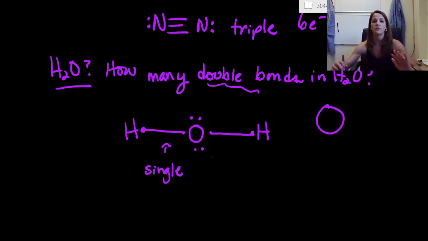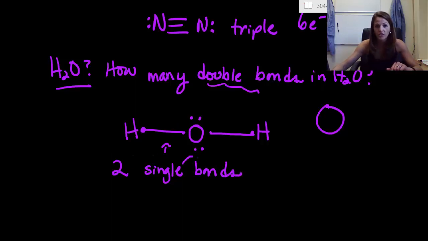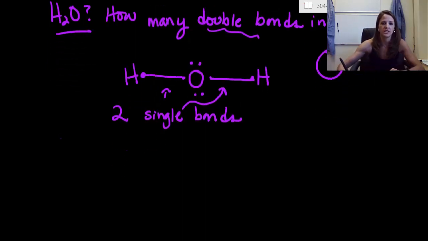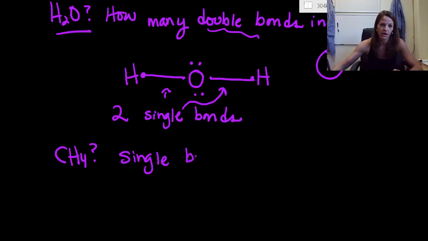There are no double bonds in this molecule, but there are 2 single bonds. Hopefully that makes sense. We need to make sure we keep this clear in our head. 2 single bonds does not equal a double bond, okay? All right, next question. Now we're moving on to CH4, or methane. We're going to talk about methane in a little bit here. Methane. How many single bonds are in methane?